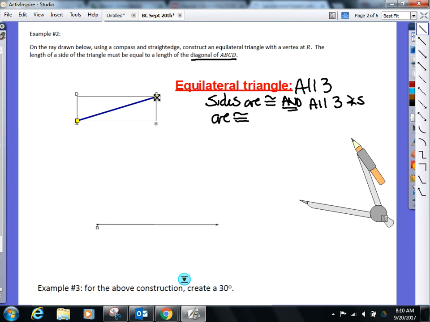Okay, are we ready to construct this equilateral triangle now? Down on ray R, because that's where it's got to go. So what do you think I got to do first with my compass? If every side has to have the length of the diagonal, probably a good idea to take my compass and measure that diagonal. Yep, go ahead and measure that diagonal.